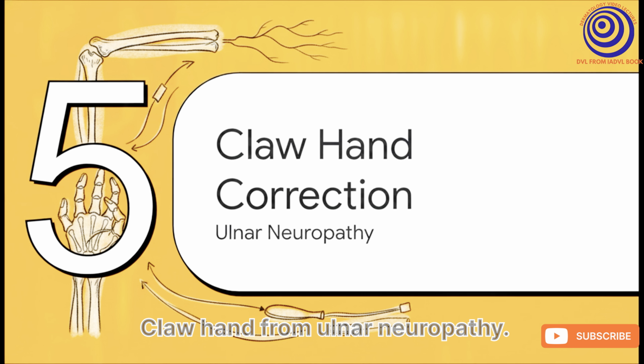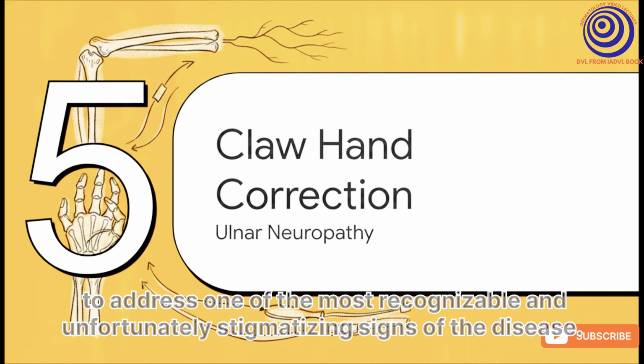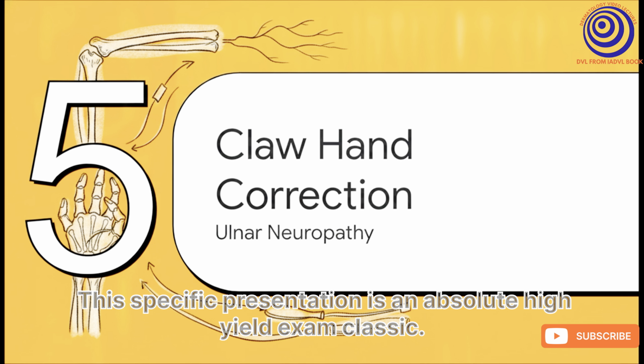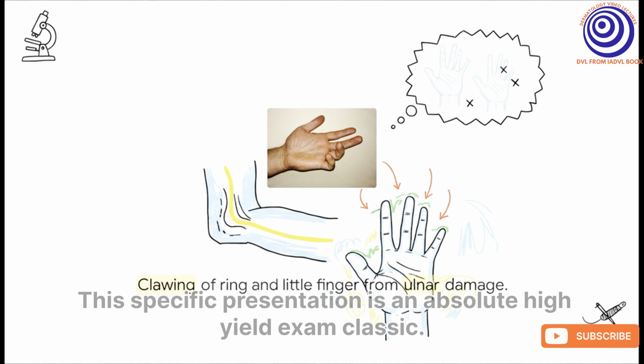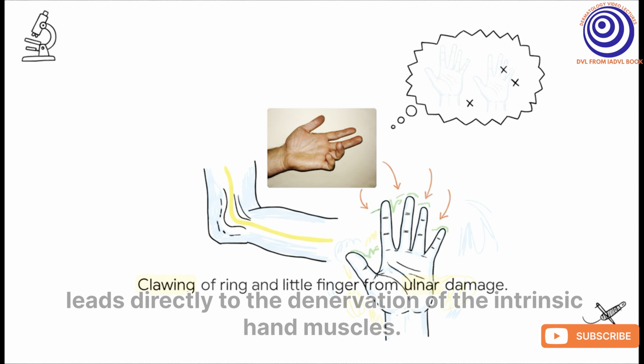Section 5. Claw hand from ulnar neuropathy. For our final deep dive, we're taking it back to the upper extremity to address one of the most recognizable and unfortunately stigmatizing signs of the disease. This specific presentation is an absolute high-yield exam classic. Ulnar nerve involvement, which is most commonly entrapped at the ulnar groove near the elbow, leads directly to the denervation of the intrinsic hand muscles.